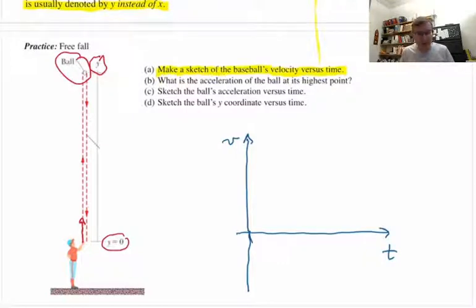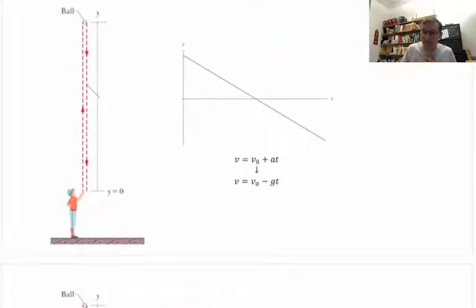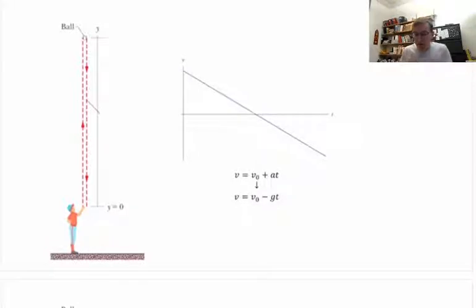Okay, welcome back. Did you make the sketch for yourself of velocity versus time for the baseball? Let's have a look at what it will be. There it is. Notice it is a straight line with a non-zero vertical intercept and a negative slope. Where did that come from? Well, there's a couple of ways to think about it.